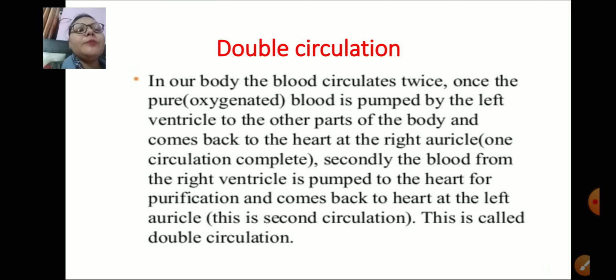So, what do we mean by double circulation? In our body, the blood circulates twice. Once, the pure blood is pumped from the left ventricle to the different body parts. Secondly, the blood from the right ventricle is pumped to the lungs for purification and comes back to the heart. Okay, so in this way the blood circulates twice through the heart, so it is termed double circulation.